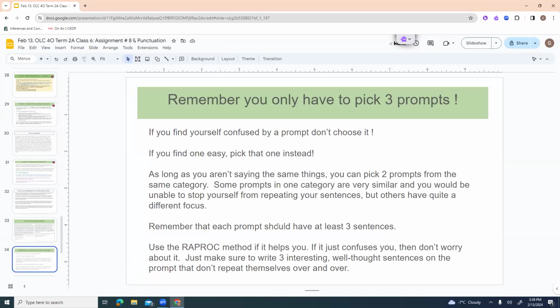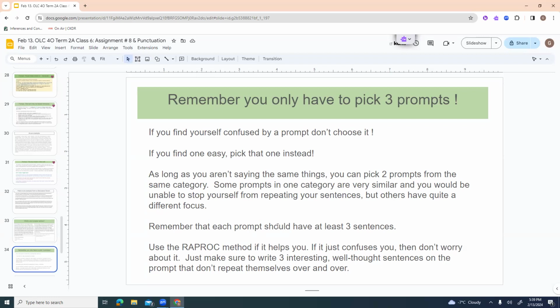Okay. Remember that you only have to pick 3 prompts. If you find yourself confused by any one prompt, don't choose it. If you find one really easy, pick that one instead. As long as you aren't saying the same thing, you can pick 2 prompts from the same category. Now, some prompts in a category are very similar and you just end up repeating yourself, so don't do that. But sometimes the prompts have very different focus.